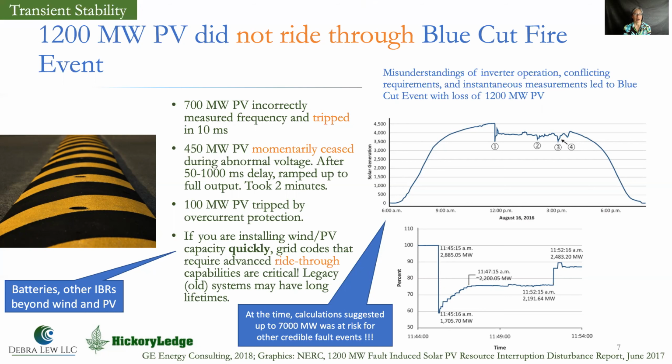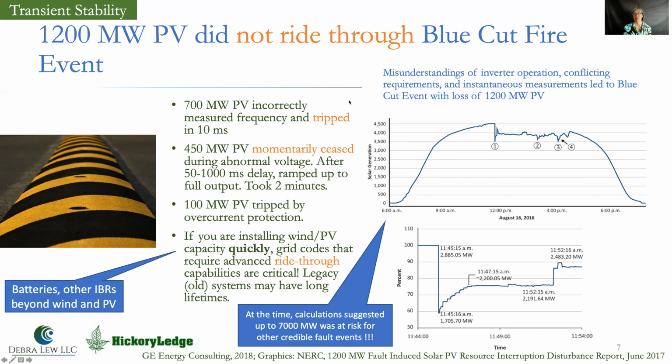First event I want to talk about is the Blue Cut fire event from 2016. There were some fires in Southern California, and on this particular day, there were over a dozen transmission faults. None of these were really unusual. They cleared very quickly, but 1,200 megawatts of PV did not ride through one of these events, shown here with the number 1. You can see the drop off of the 1,200 megawatts of PV right there.